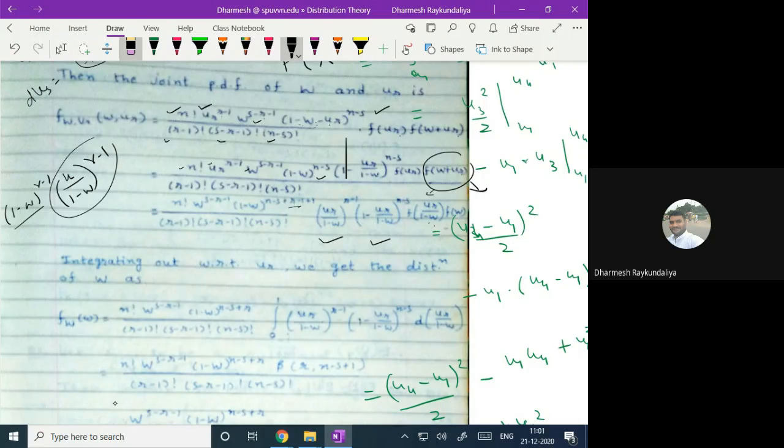Okay, so this is n factorial. W raised to s minus r minus 1 is here. This is 1 minus w raised to n minus s plus r minus 1, and this is the quantity.